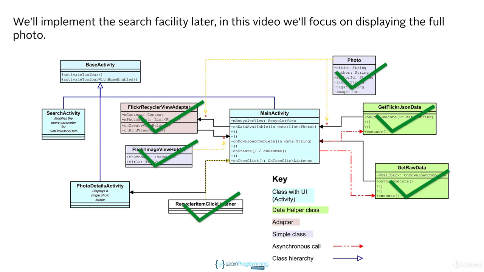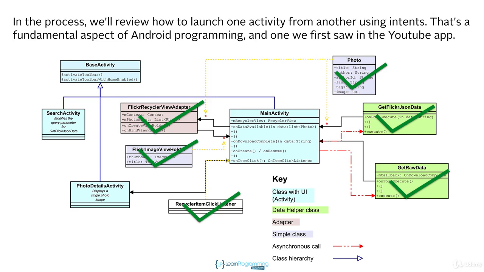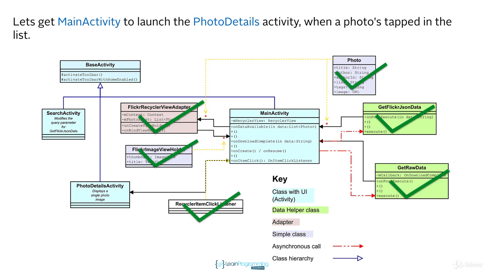So we're going to implement the search facility later, but in this video we're going to focus on displaying the full photo. Now in the process, we're going to review how to launch one activity from another using intents. And that's a fundamental aspect of Android programming and one we first saw in the YouTube app. So let's get main activity to launch the photo details activity when a photo is tapped in the list.